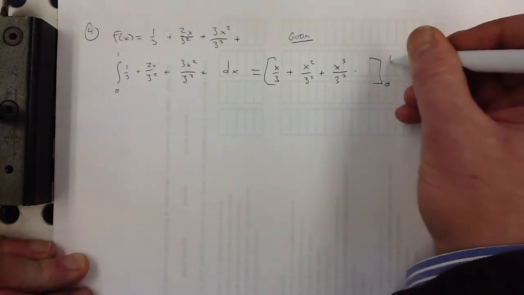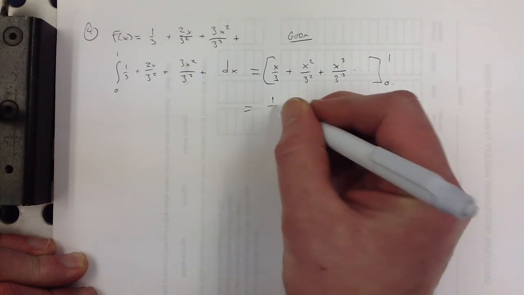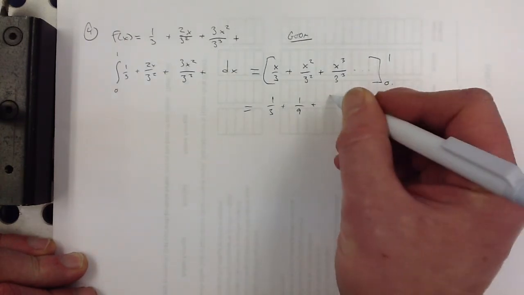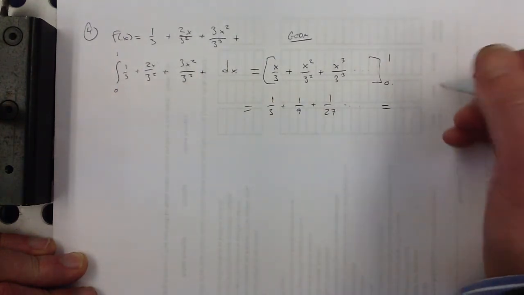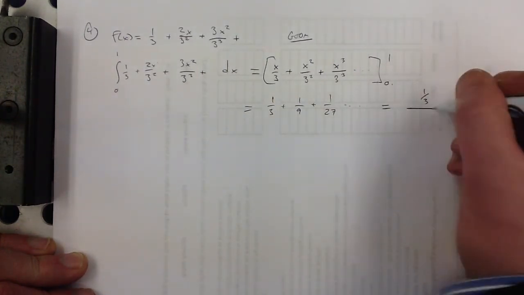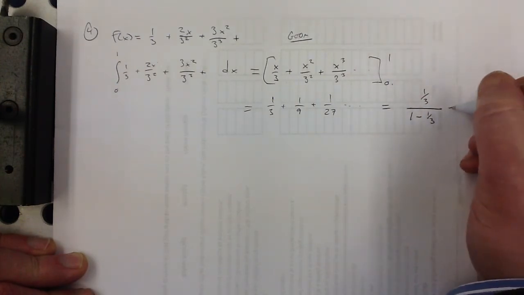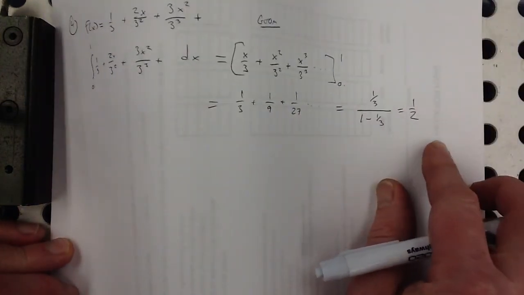So when we go from 0 to 1, of course the 0 just knocks everything out. When we plug the 1 in, we're looking at 1/3 plus 1/9 plus 1/27, and so on. And that sum is first term over 1 minus the multiplier, and that's 1/3 over 2/3, which is 1/2. Sorry, went off the page. There it is, 1/2.